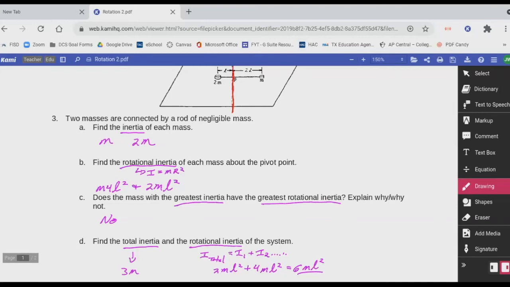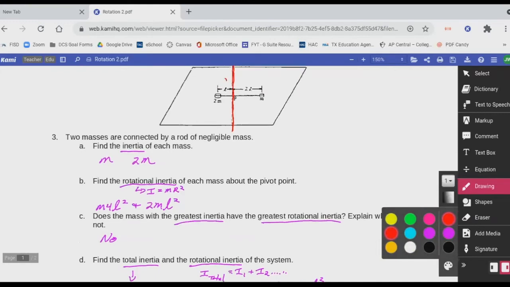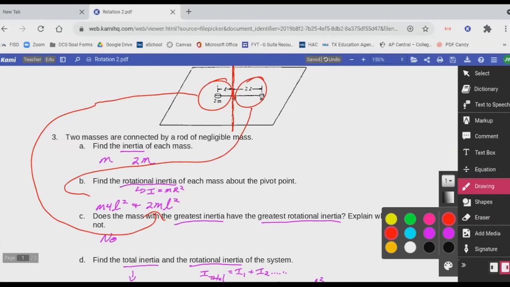I'm going to circle part of this and draw it to it. So I'm going to do it in red. This part right here goes to that. And this one right here goes to this.